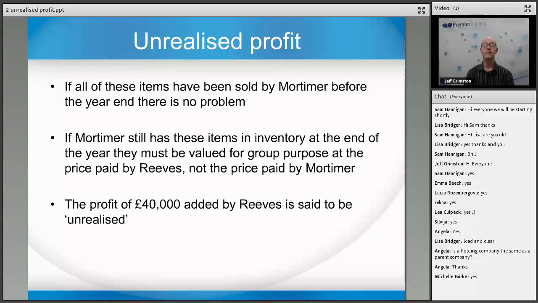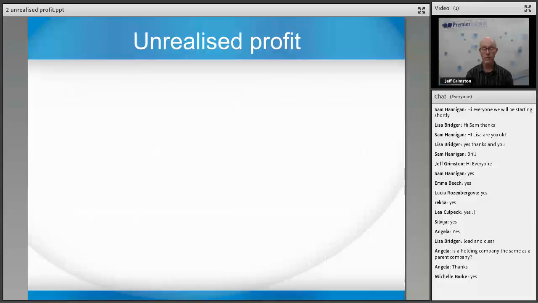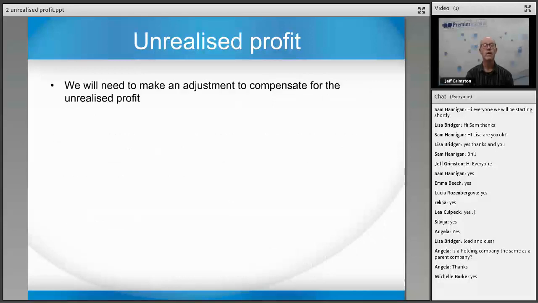If you take a ridiculous example, you could have two companies in the group. One could sell to the other for £1 million, then they could sell them back. They could generate millions of pounds worth of turnover selling the same goods back and forth, and it would be meaningless because until a proper customer comes along and buys the goods, it's not a real profit. This profit will be realised once the items leave the group and are sold to proper customers. So we need to make an adjustment.